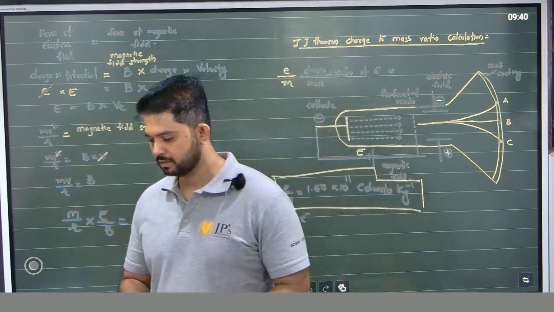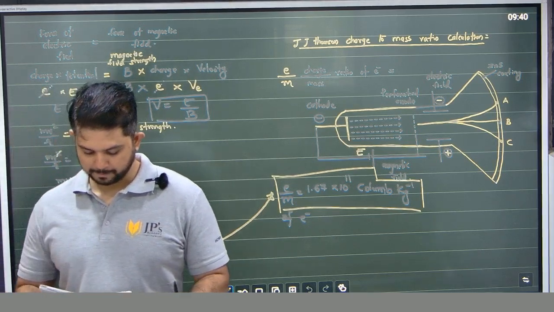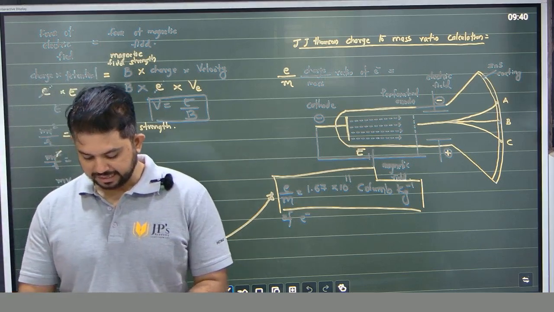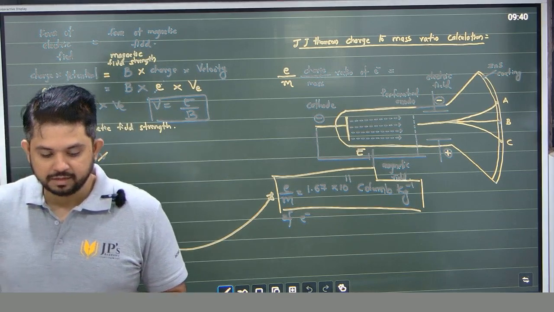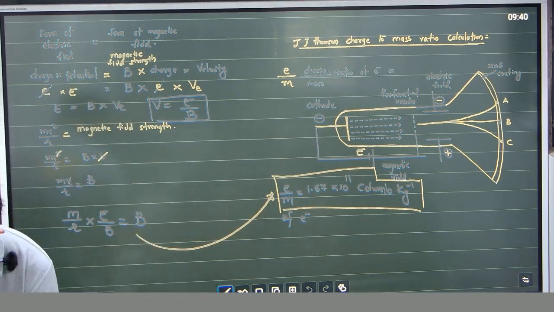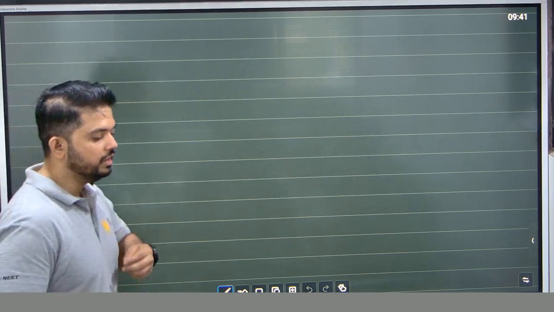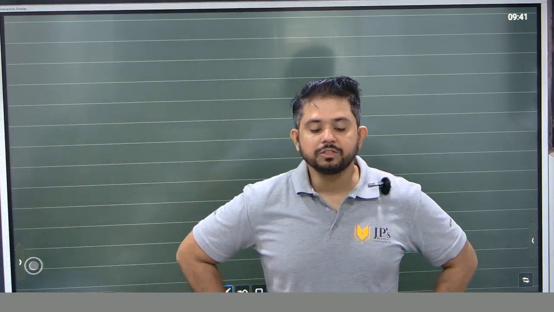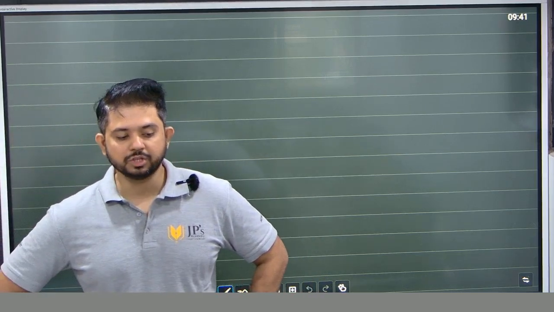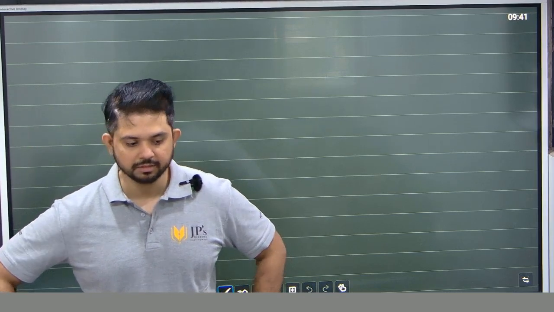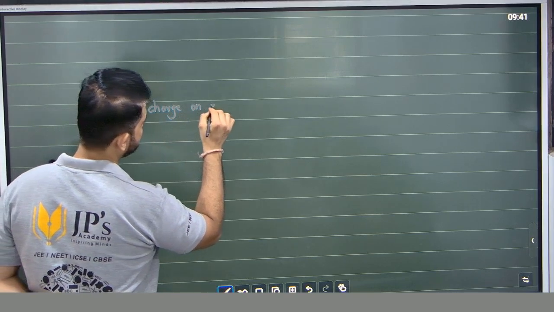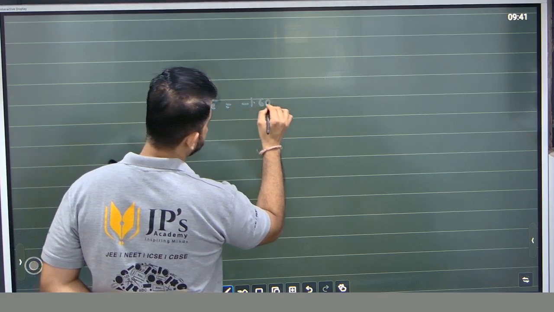Next point. Using Millikan's oil drop experiment, the charge on the electron was determined. Please copy the charge, people.